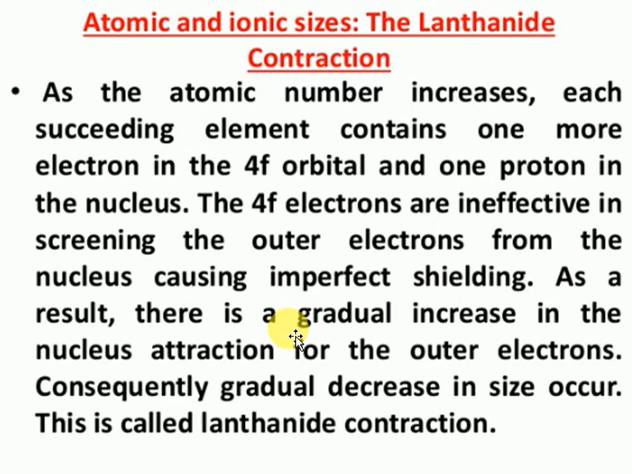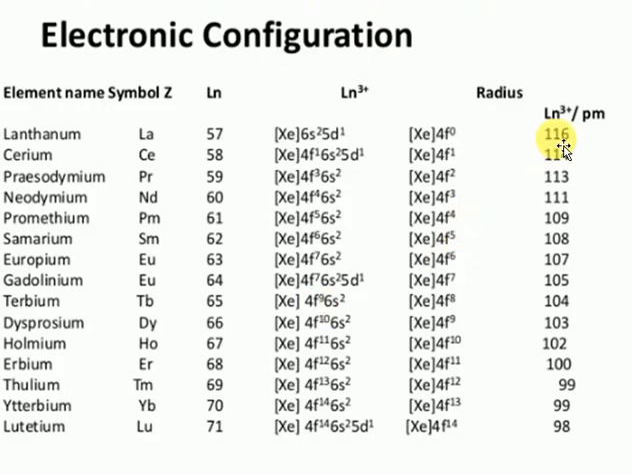This kind of contraction, observed after lanthanum, is called the lanthanide contraction. Because of the lanthanide contraction, the atomic sizes of the elements are very close. You can see very clearly here that the atomic radii are very close, and we cannot see any large change in atomic radius.